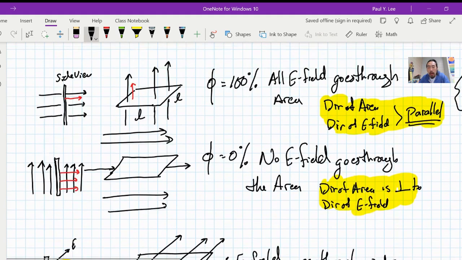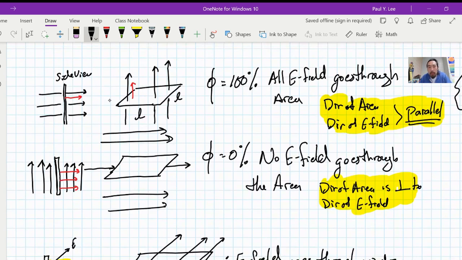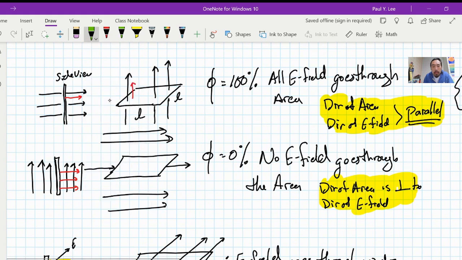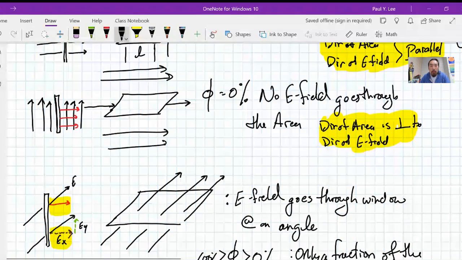So let's go back to these previous examples. If you take a look at the top one, we see that the E field is in this direction, and we see that the area is in this direction. So the angle in between is 0 degrees, and because the angle is 0 degrees, cosine of 0 gives us 1. So what this shows us is that 100% of the E field can be considered to be part of the flux.